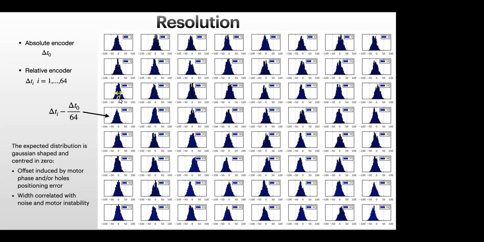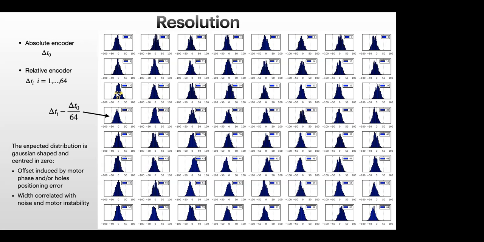And also we expect that this distribution should be centered in 0, but this is not true for all holes. And this is probably induced by the phase of the motor, or by positioning error of the holes, of the slots. I mean, from the machining point of view.